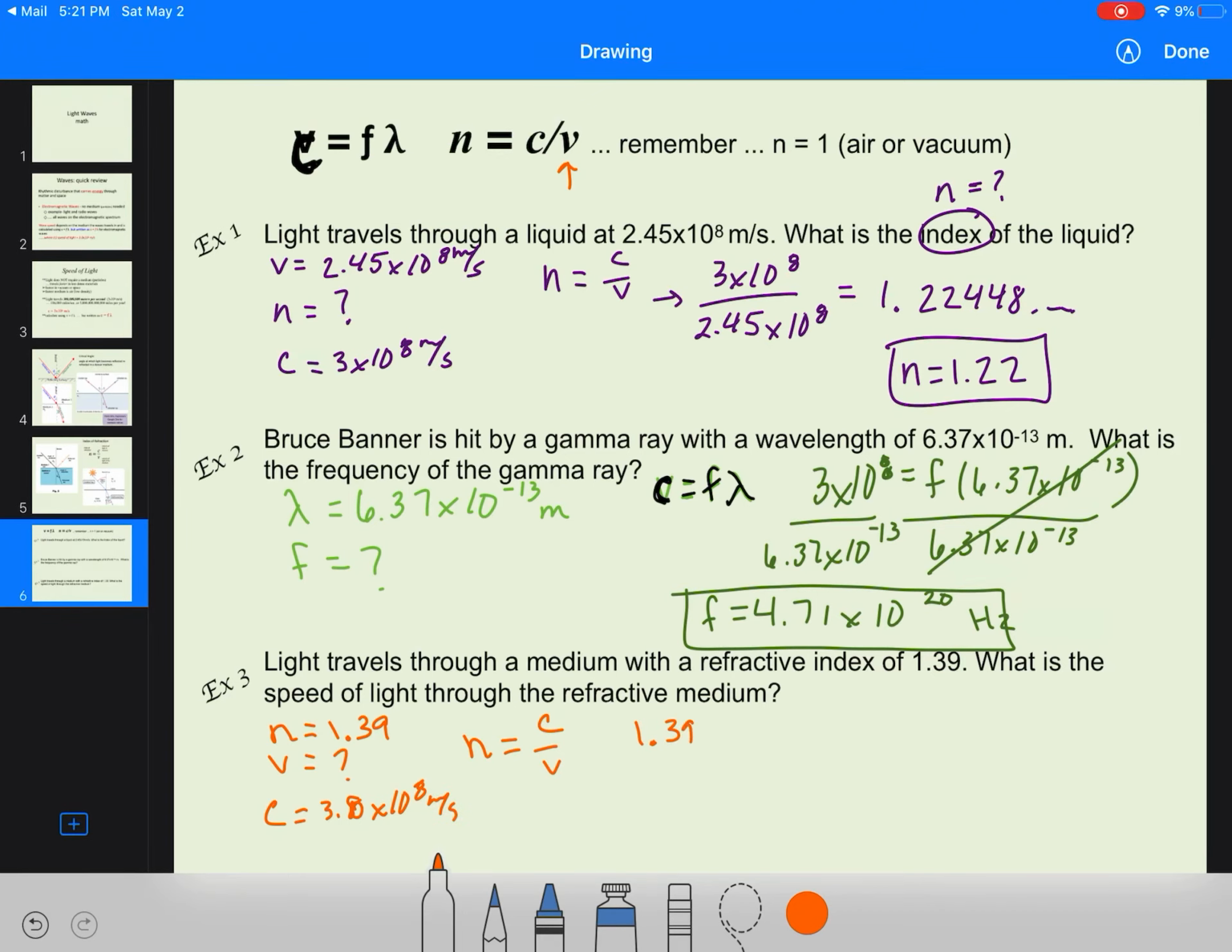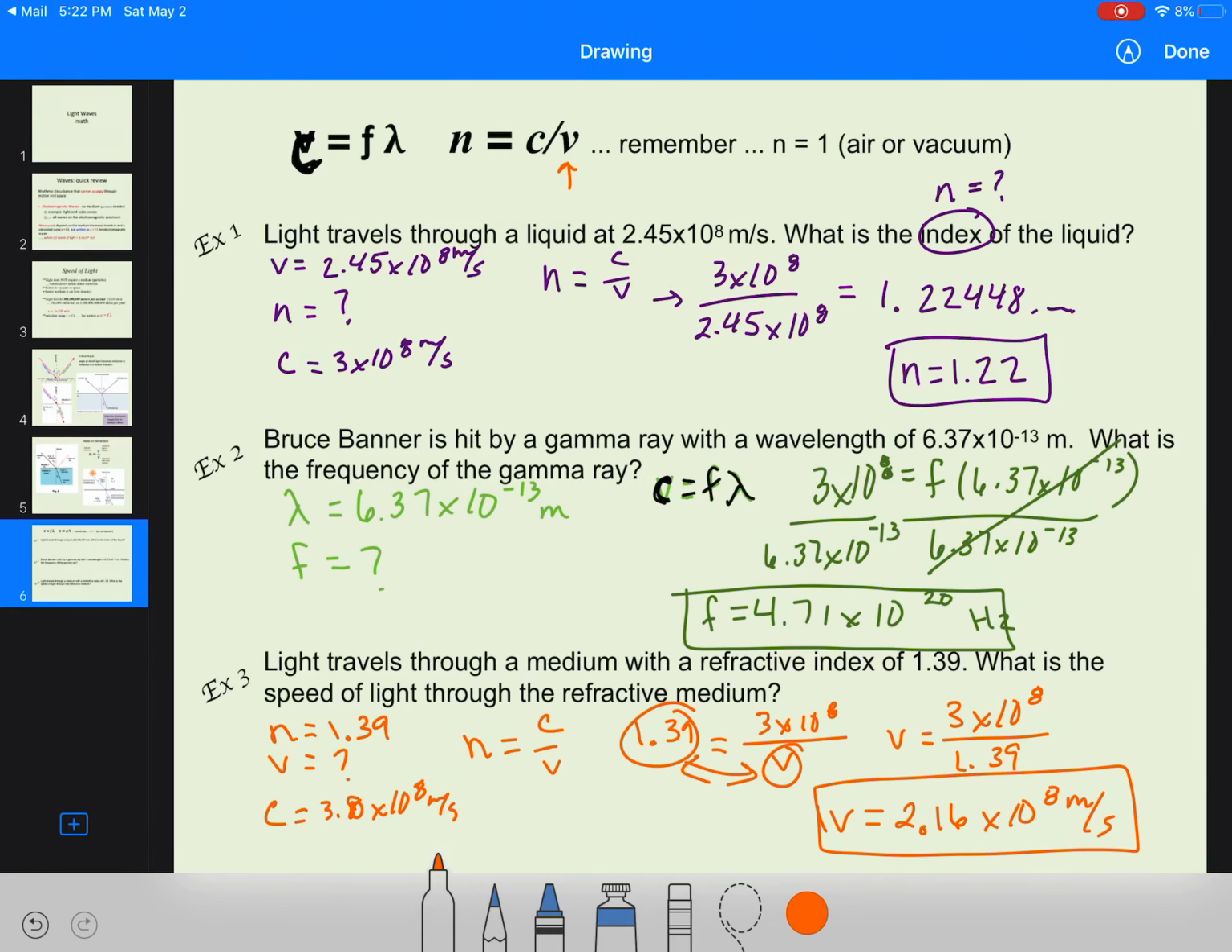So we're going to plug our numbers in. 1.39 equals 3 times 10 to the 8th over V. If you don't recall the shortcut, here's a quick review. This and this trade places. V is equal to 3 times 10 to the 8th over 1.39. And that gives me, and once again, I'm going to go ahead and round this for sig figs, 2.16 times 10 to the 8th meters per second.